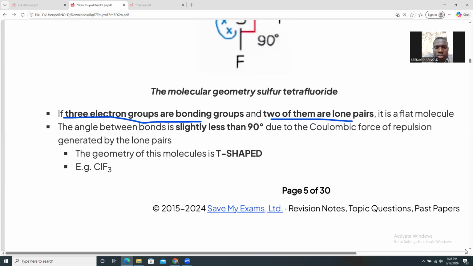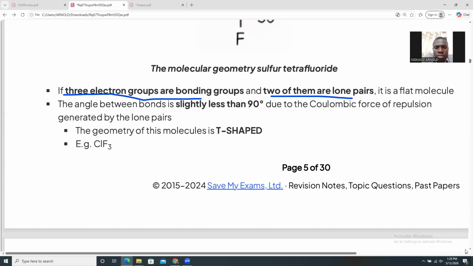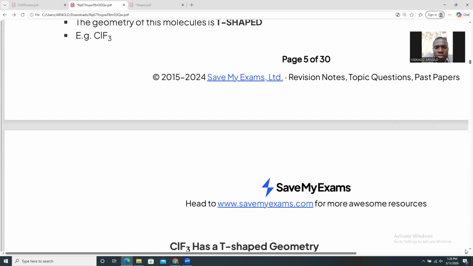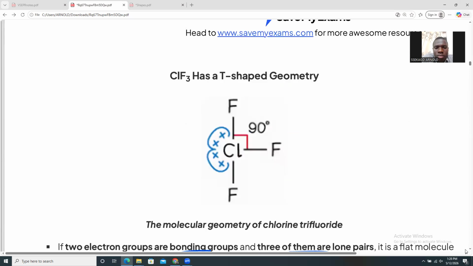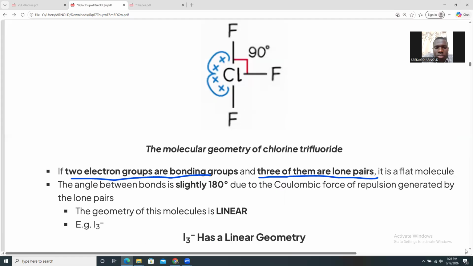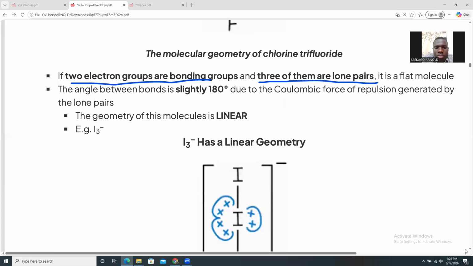Another example is for 3 electronic groups and 2 lone pairs. Those are 5 things. So still this is called a geometry of trigonal bipyramidal, because I have 5 things. But the shape is T-shaped.